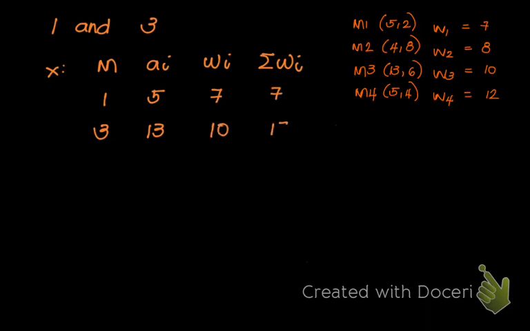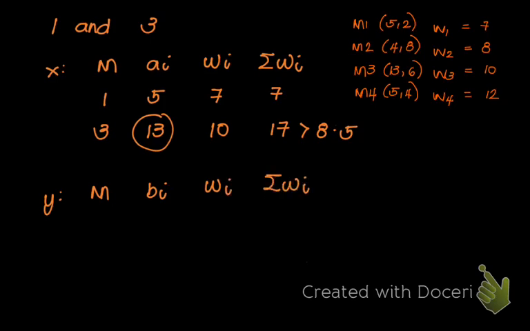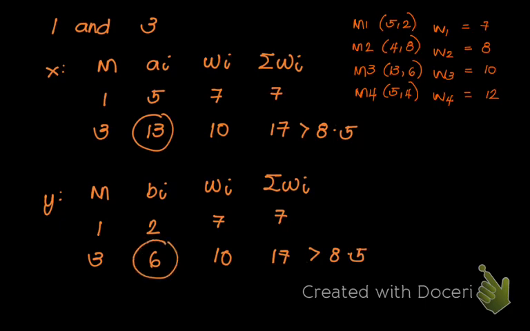So we have 7 and 17, and 17 divided by 2 is 8.5. So this is greater than 8.5. So the location is at 13. Then for our y, so between 1 and 3, una si 1, 2 ang coordinate system niya, and then 7, then si 3 is 6, and again 10. So ganun din. And the location is at 13, 6.